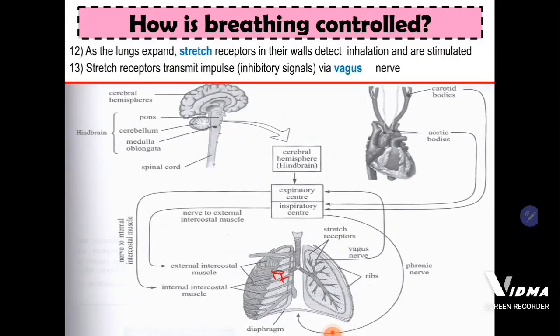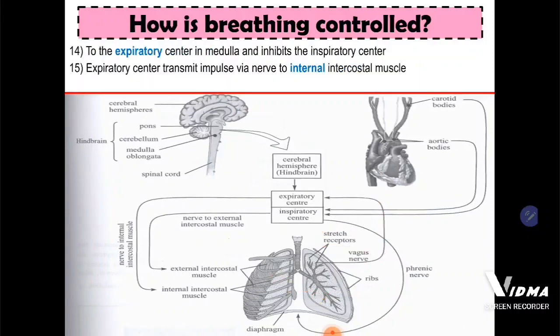As the lung expands, the stretch receptors in the walls detect inhalation and are stimulated. The stretch receptors transmit impulses via the vagus nerve to the expiratory center, and this expiratory center will inhibit the inspiratory center.